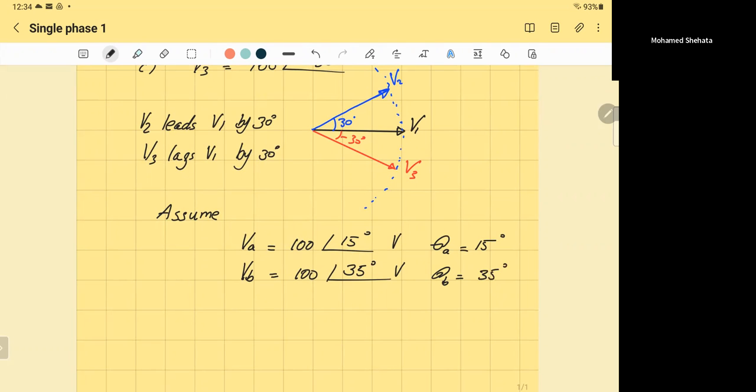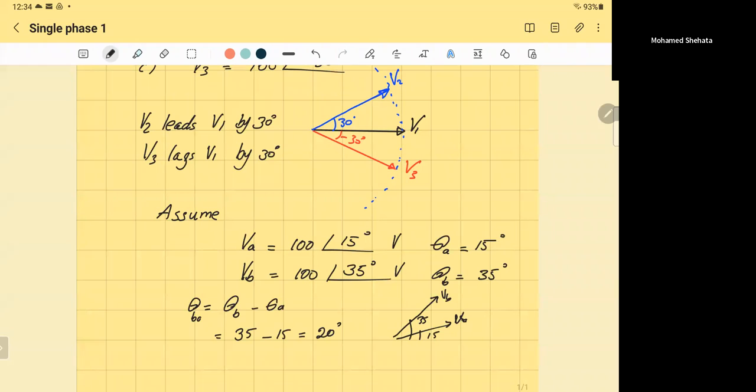So the difference, if you sketch it, you can say that this is 15 and the other one, VB, is 35. So the difference will be theta BA, which is theta B minus theta A. Theta B is 35 minus 15, which is equal to 20 degrees. So you can say that the phase difference between VA and VB is equal to 20.